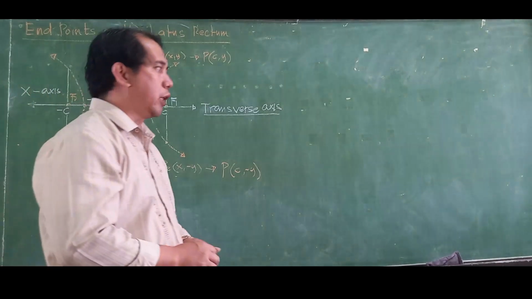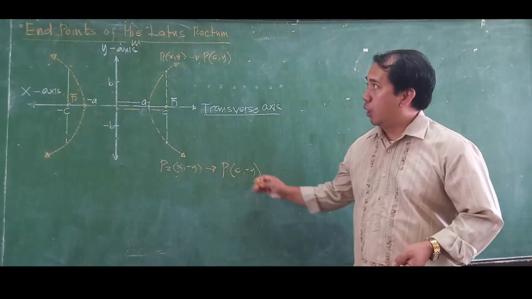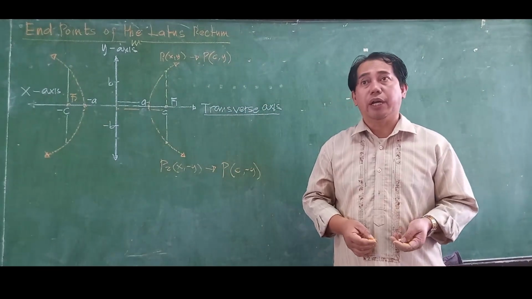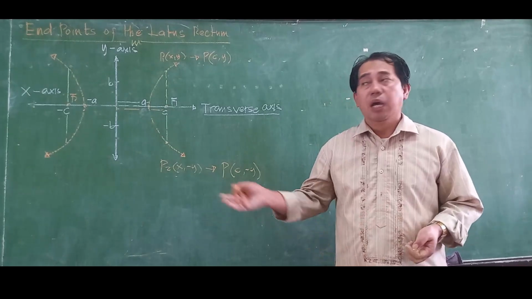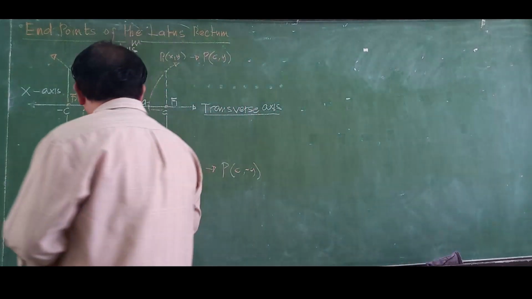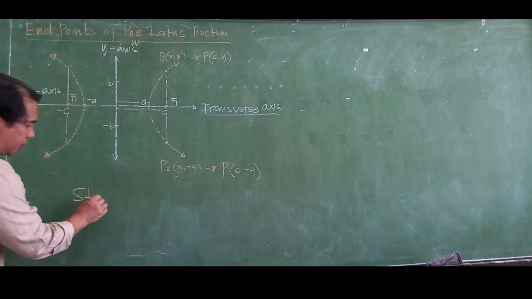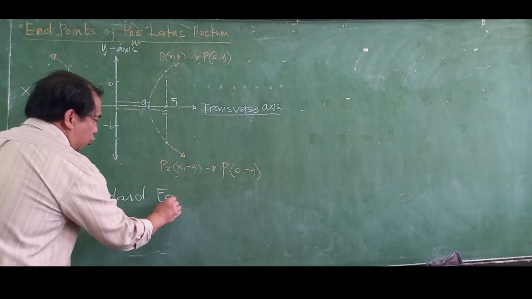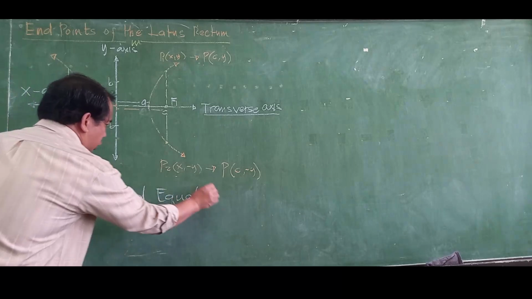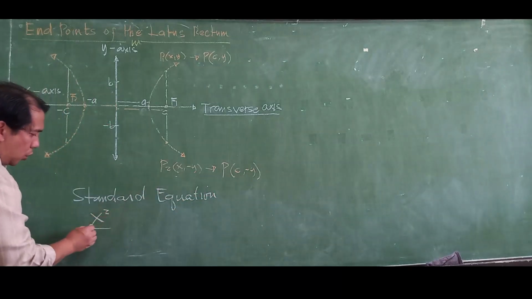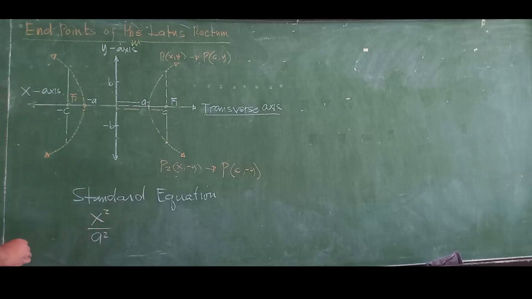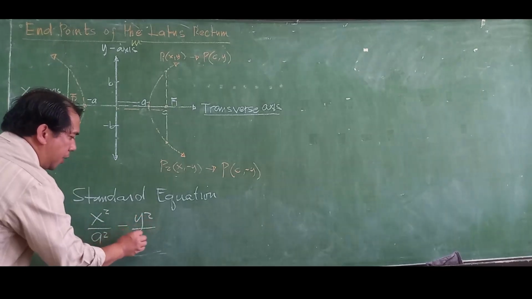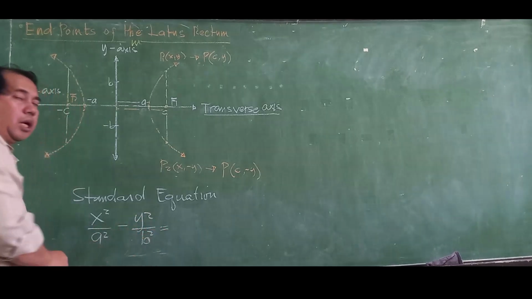Remember that when we are talking of our latus rectum, we always make use of the standard equation. The standard equation comes from the definition. Now what is the standard equation of the latus rectum? We have x raised to 2 over a raised to 2, minus y raised to 2 over b raised to 2, equated to a constant 1.